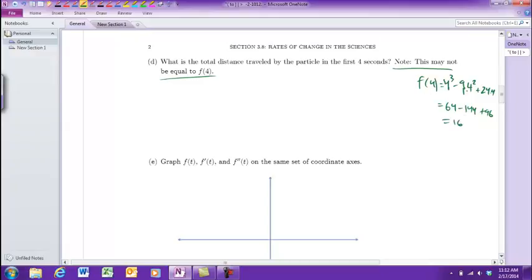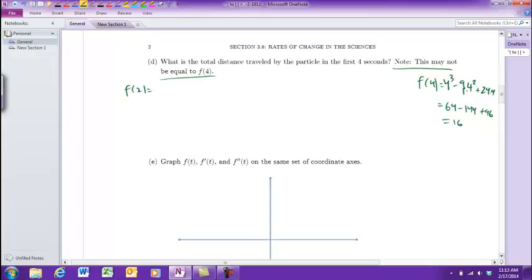It means that my particle is at a position of 16 after 4 seconds. But I want to know how far it's traveled in the first 4 seconds. And I know it started at 0, but I also know that the particle stopped at 2 seconds. So maybe the particle went past 16 and then came back. So let's figure out how far or where the particle is at 2 seconds, and then maybe that'll give us a sense of what's going on.